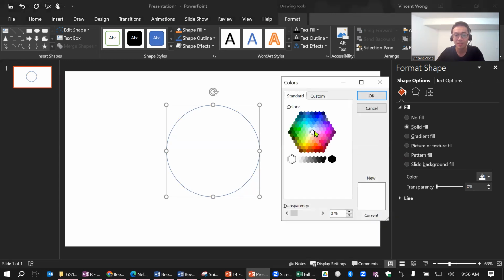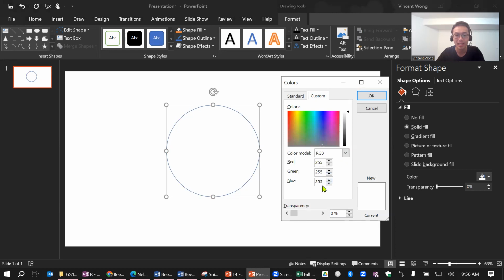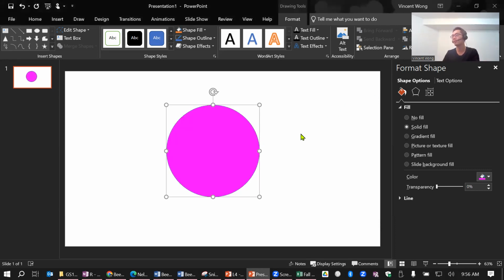All right. I promise this has something to do with the lab. Let's crank up blue all the way to 225, and then we're going to make green 0. And we get magenta, right? So the primary light colors are red, green, and blue.